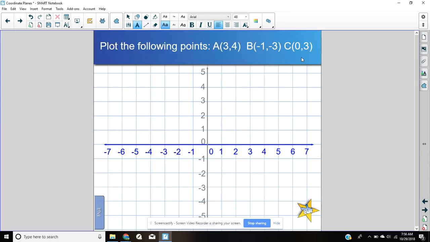This is the tricky one, point C. Point C is not in a quadrant. Point C is on one of the two number lines, on one of the two axes. We're going to find out where point C is when graphing these.